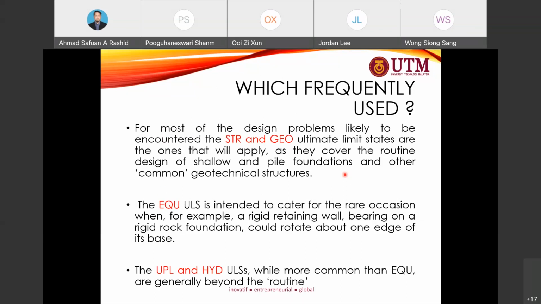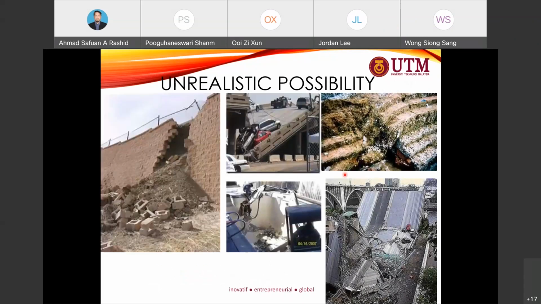The EQU is intended to cater for the rare occasion when, for example, a rigid retaining wall bearing on a rigid rock foundation could rotate about one edge of its base. The UPL and HYD, while more common than EQU, are generally beyond the routine. This is the failure condition they consider as an unrealistic possibility, which is the ultimate limit state.